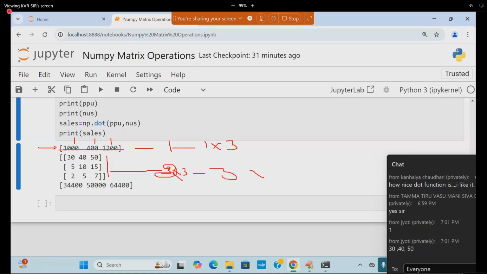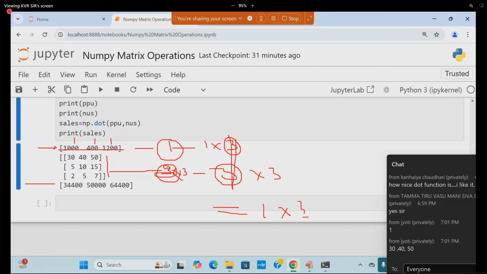Basically, the rule is that the number of columns in the first matrix must be equal to the number of rows in the second matrix. Understand? If they are equal, the resultant is going to be 1 into 3, that is 1 row with 3 columns. That is the concept. Here, which type of rule is applicable?